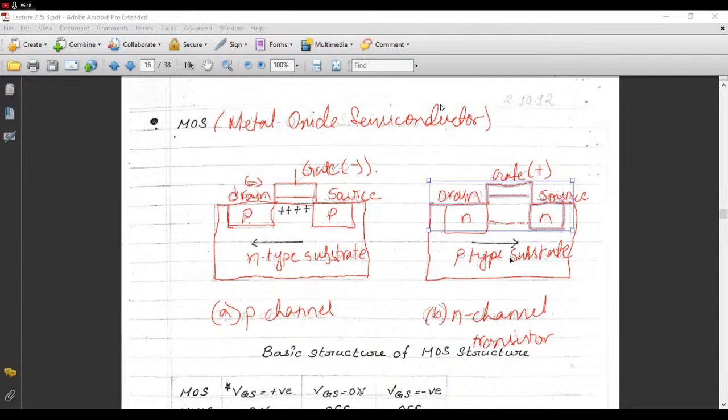Whereas for an n channel MOSFET, the majority carrier over here is a p-type substrate, and in the p-type substrate minority carrier exists, that is electrons exist. So a small amount of electrons exist. So when we apply a positive voltage on the gate terminal, these electrons are attracted towards the gate terminal, and as a result these electrons create a bridge between these two terminals, drain and source. And when this bridge is created, electrons can actually flow from drain to source.